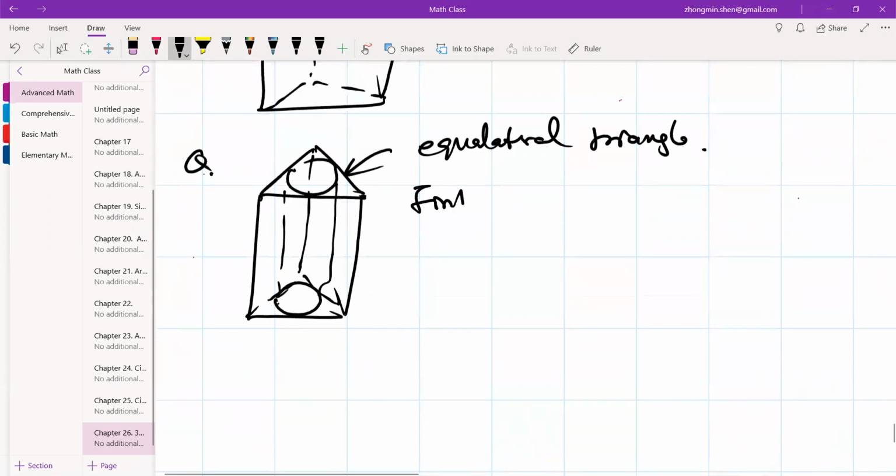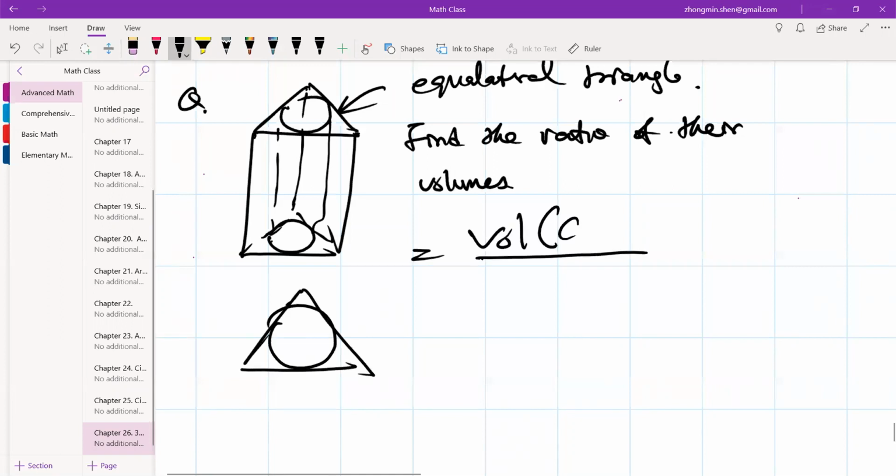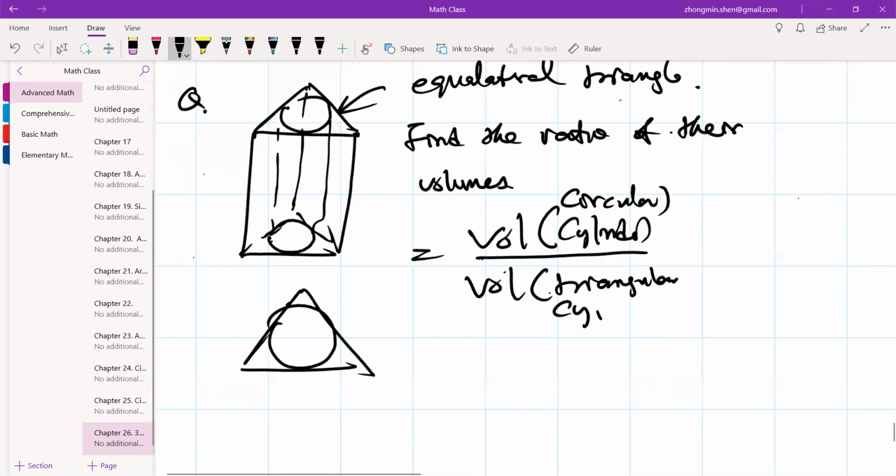Can you find the ratio of their volume? The key point is that the ratio of their volume reduces to the ratio of the area of the circle and the area of the equilateral triangle. This is the equilateral triangle, right? Why? Because of the ratio of the volumes: this is the volume of the circular cylinder, and this is the volume of the triangular cylinder.